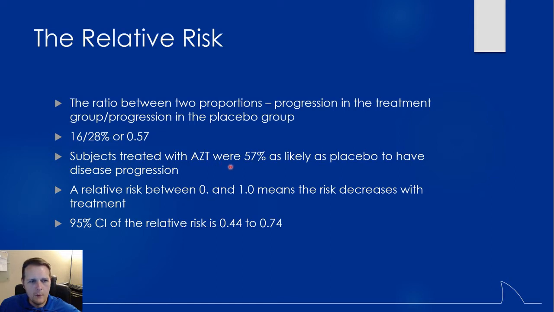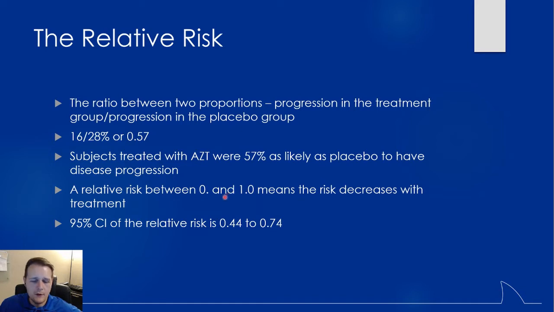Now, one thing to note when you're looking at relative risk is that it could range anywhere between 0 and 1, meaning that if this was 0, it would mean that there was no risk at all of disease progression in patients who got treatment, versus 1, meaning that there was no difference whatsoever between the two. So again, 28% divided by 28% would be 1, meaning that the relative risk is identical between the two. There's no difference, right?